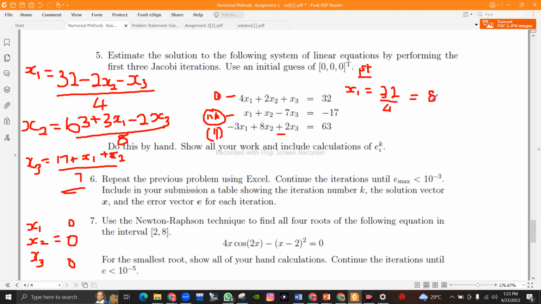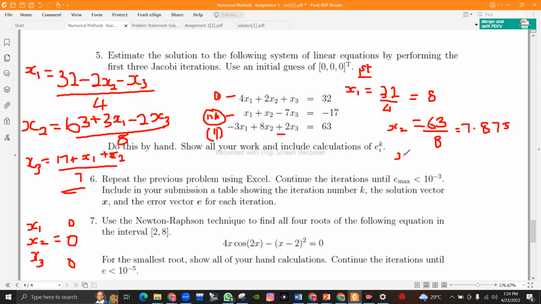Our second iteration x2, that will be 63 plus 0 minus 0. Notice that this is Jacobi. We are not going to use this new value. It's only when we are doing Gauss-Seidel that we take the new x1 value. So we are still going back to our initial value, 0, 0. So 63 plus 0 minus 0 is 63, then divided by 8. That's 7.875.